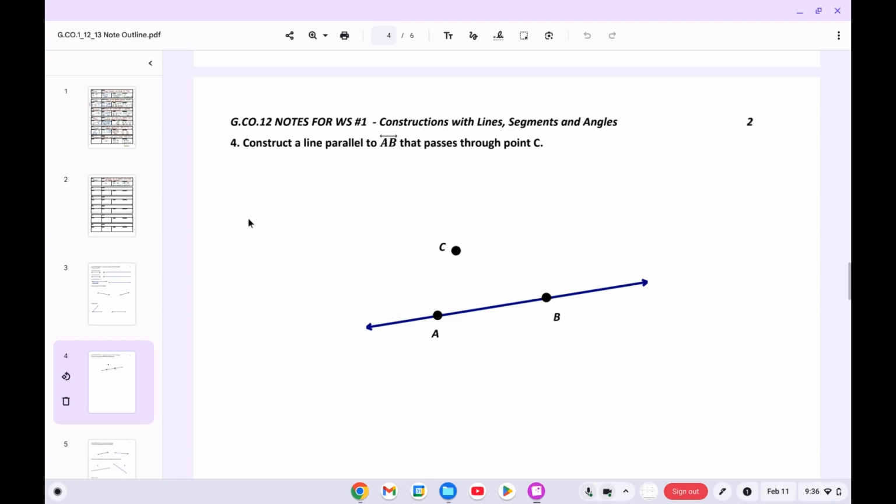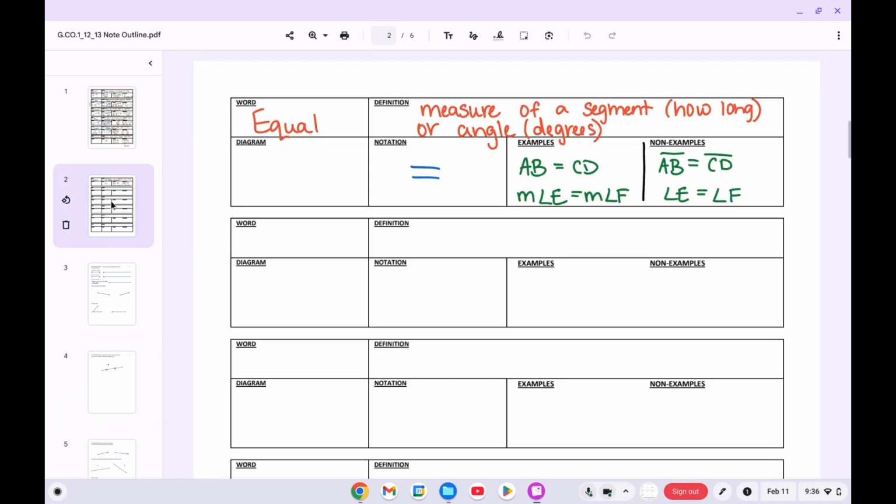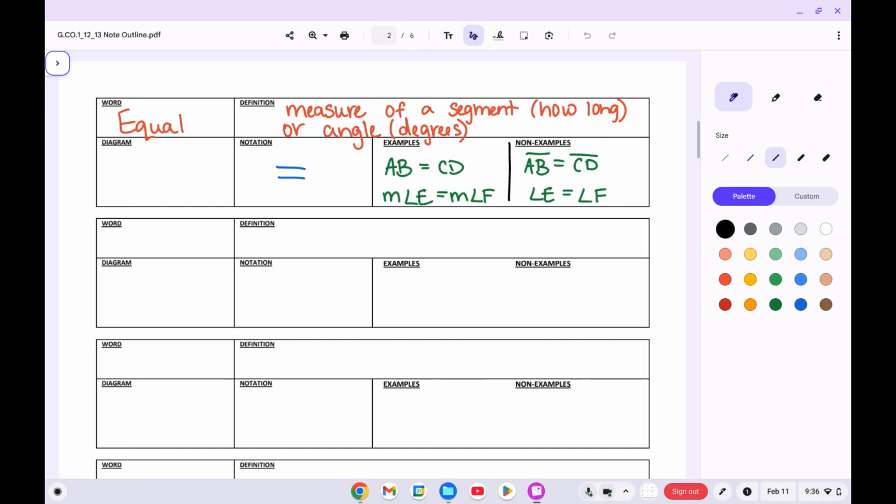All right, so let's go back really quick. We're going to add a term to our vocab sheet. Okay, so we're on this page here, and we're going to add the word parallel to our vocab sheet. Specifically, we're going to call them parallel lines. We're going to talk about parallel lines here. All right, so in that next word box, we're going to write parallel lines.